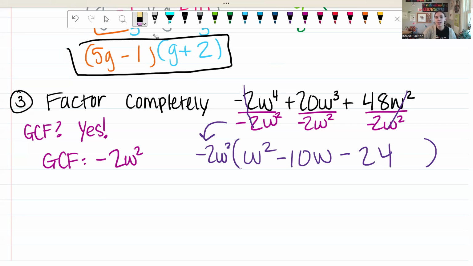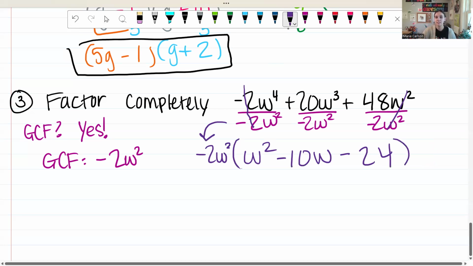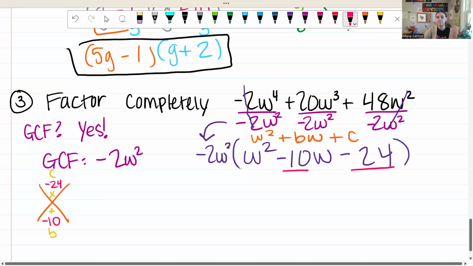So here I now have inside my parentheses a trinomial where a is 1. I have w squared plus bw plus c. And this I can then factor by finding my x factors. So I want to find numbers that multiply to c and add to b. Our c here is negative 24, and our b is negative 10. So I want to find factors of negative 24 that add to negative 10.